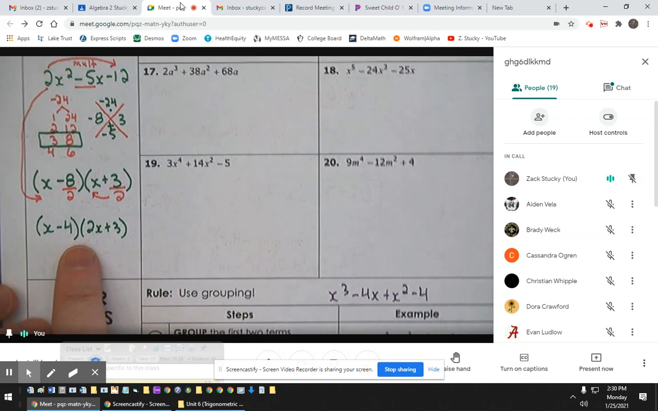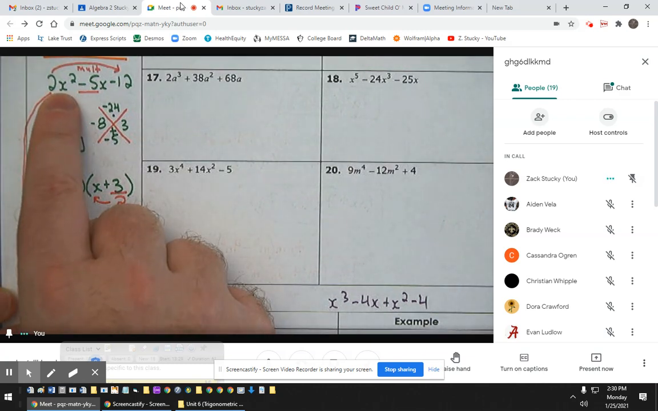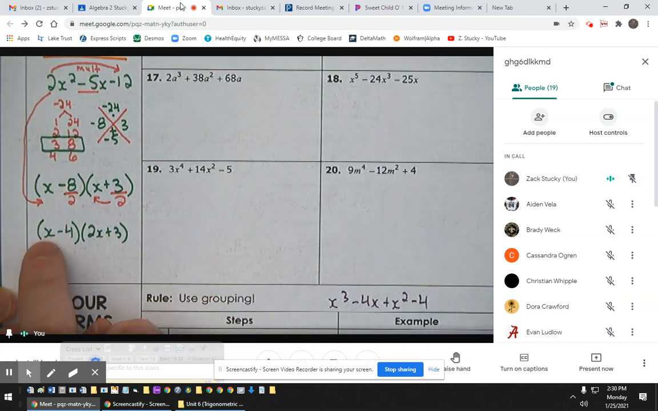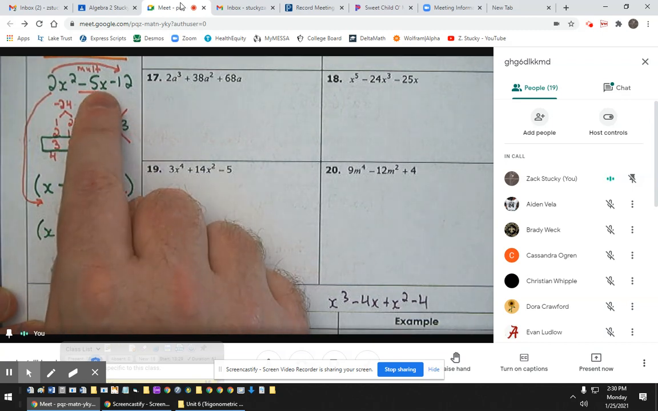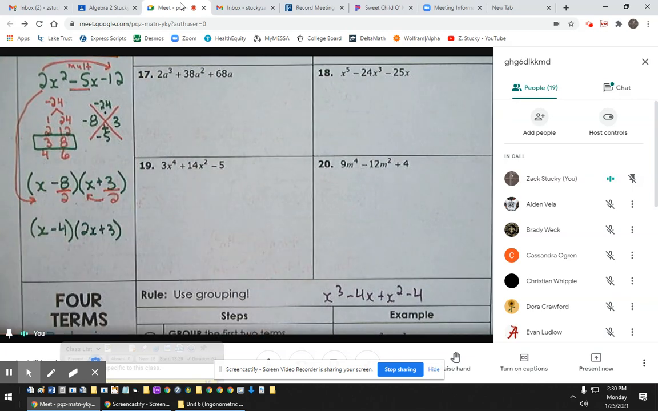Now, just to show you that this works, watch what happens. What's x times 2x? 2x squared. Then I would have a 3x, and I would take away 8x, which would leave me with negative 5x. And then negative 4 times 3 is negative 12. So we're going to stop there for today.